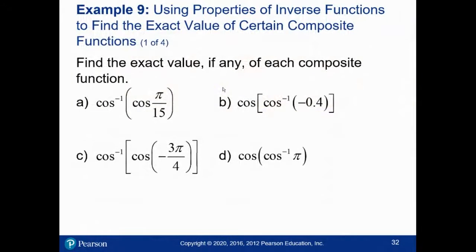So again, let's find all four of the following. The arc cosine of the cosine of pi over 15, the arc cosine of the cosine of negative 3 pi over 4, the cosine of the arc cosine of negative 0.4, and the cosine of the arc cosine of pi. So I suggest pausing the video and trying to work out each of these. I'll give you a hint. One of them doesn't exist. Two of them are pretty easy. One of them requires a little thought. Okay, so pause here and work it out.